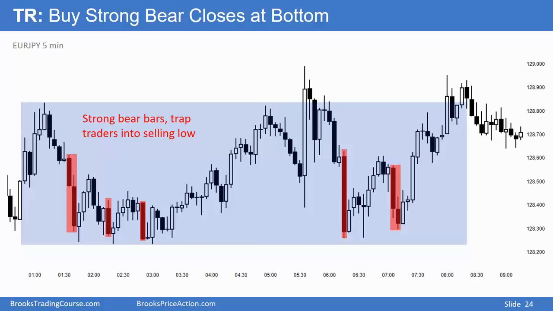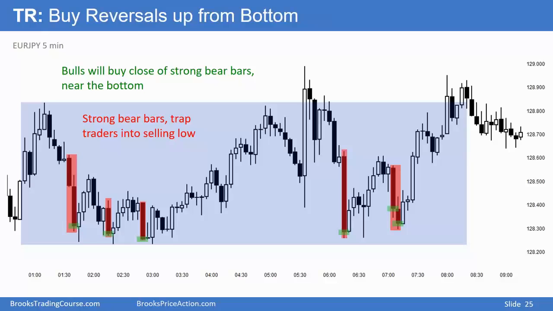And the bulls know that. So every time they see a big bear bar closing near the bottom, they're going to be buying those bear closes, betting that the 80% rule will apply, that bear breakouts will fail. Every big bear bar that looks like a strong breakout and the start of a bear trend, they buy. They bet that 80% of the time those breakouts will fail. Other bulls prefer to buy reversals up, so they'll buy after the breakout reverses up above bull bars here, here, here, and here.